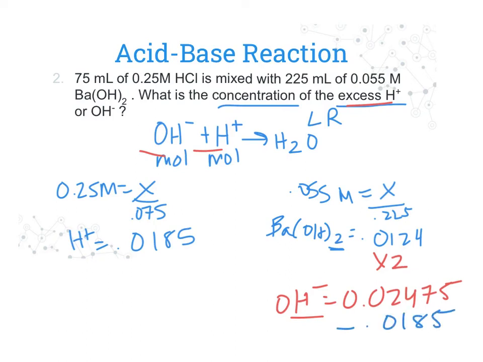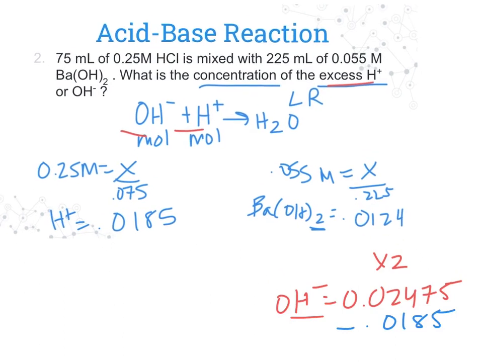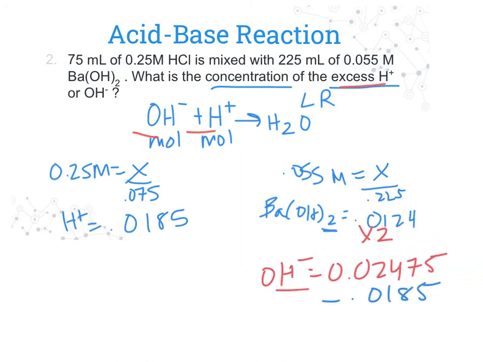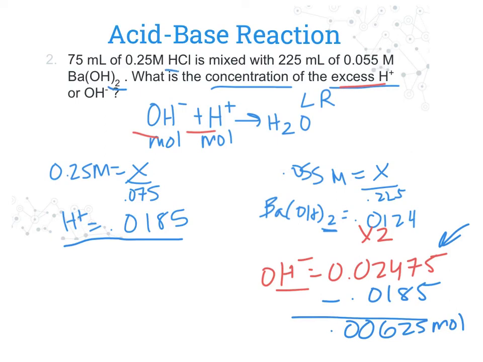So I'm going to subtract 0.0185 from this, and I get 0.00625 moles. We're almost done, but it's asking for concentration. So this is kind of a tricky problem. So first, remember what we did was we found the concentration of H and the concentration of OH. And if there's more than one H or OH, you're going to need to multiply by that number. And then we subtract the one that's smaller from the one that's bigger to get the number of extra.